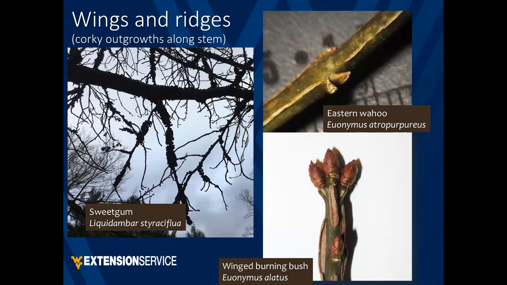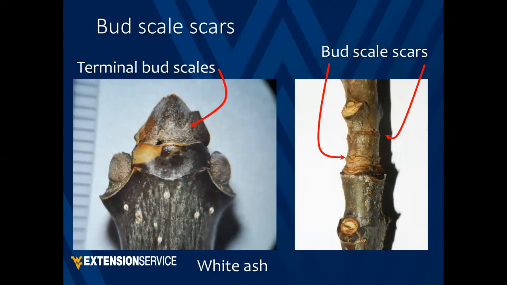Now, finally, on the twig, bud scale scars. Remember, when we have the terminal bud, it's covered with scales. Each one of those scales is connected to the stem. So when the embryonic shoot breaks open the bud and starts to elongate, those bud scales fall off and leave these little bud scale scars shown over on the right-hand side. So all of these little attributes on the twigs, a lot to look for.